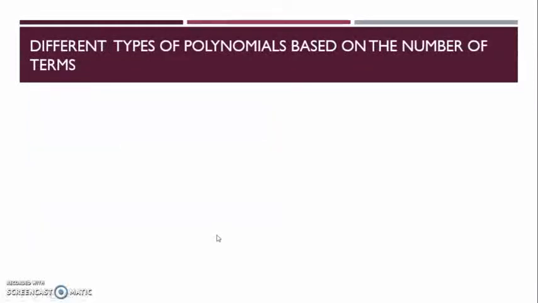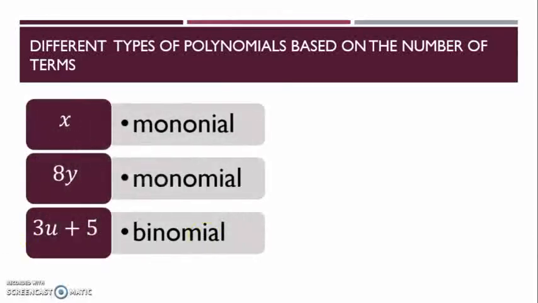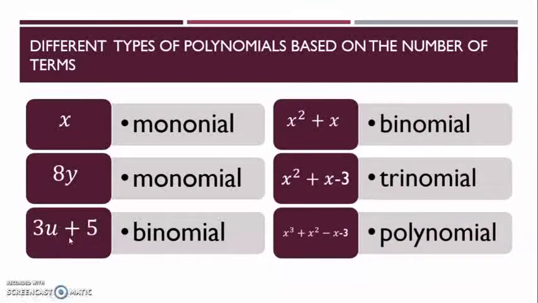Now let us look at different types of polynomials. A polynomial in which there is only one term is called a monomial. Please correct it as M, monomial. A polynomial in which there are only two terms, here 3u is a term, 5 is a term, is called a binomial.